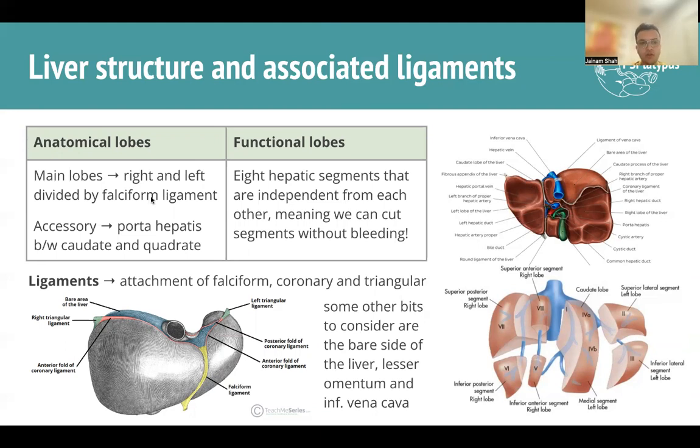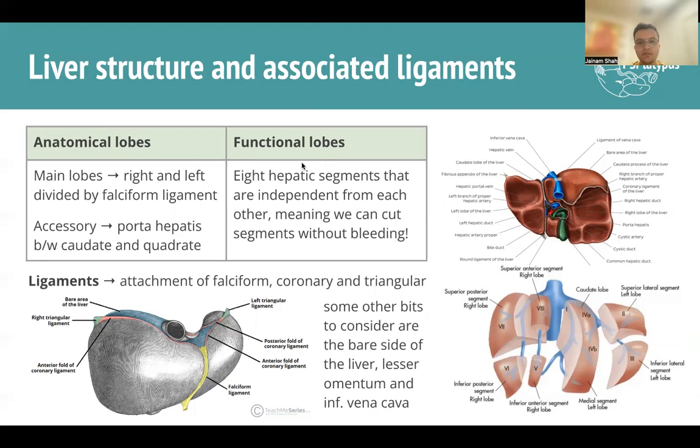The accessory lobes are called the caudate and quadrate. You can see them sort of in the middle there. So you've got this one here, which is the caudate, which is closer to the IVC. And then you've got the quadrate, which is closer to the gallbladder. What separates them is the porta hepatis, which we will cover in a little bit of time.